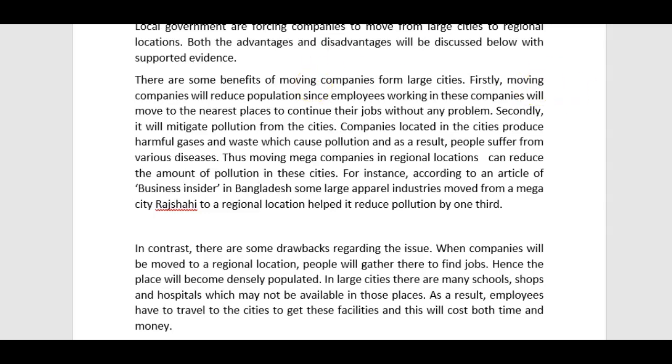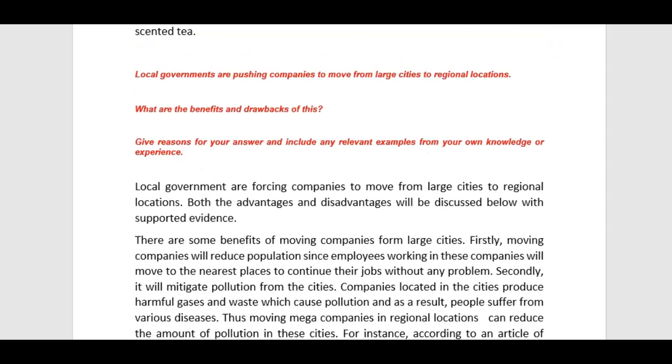Local governments, I would make this plural, are forcing companies to move from large cities to regional locations. Both the advantages and disadvantages will be discussed below with supported evidence. All right, it's a little basic, but fine. I thought that some of your vocabulary could have been a little more original.